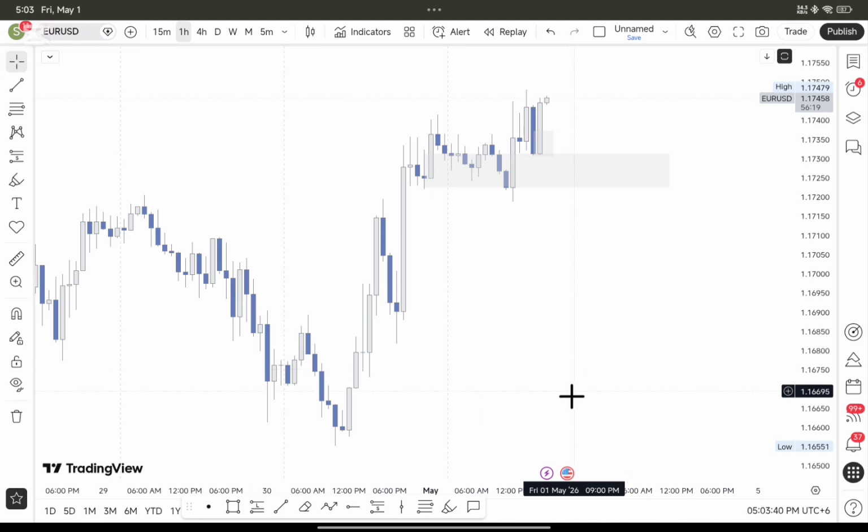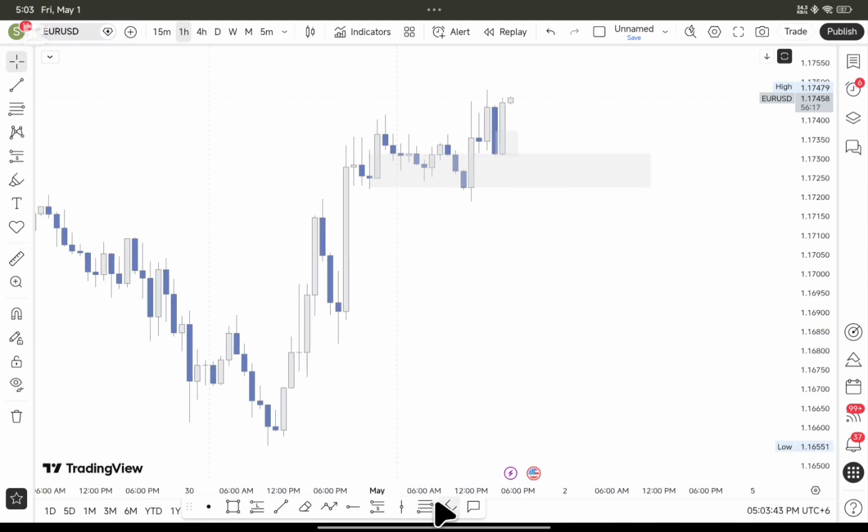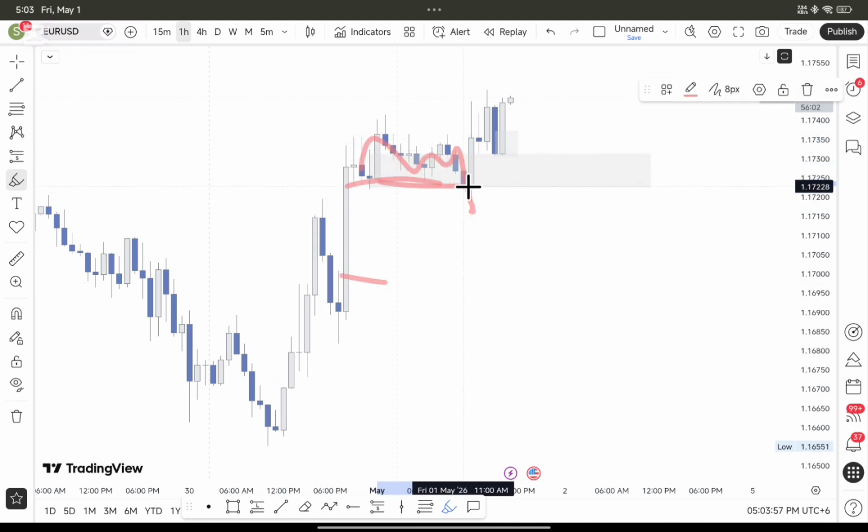Now let's take a look at the H1, which is quite an interesting one because you can see we literally have everything, such as starting from this fair value gap, we went bullish, took this liquidity, shifted bullish again. I mean, overall bullish.